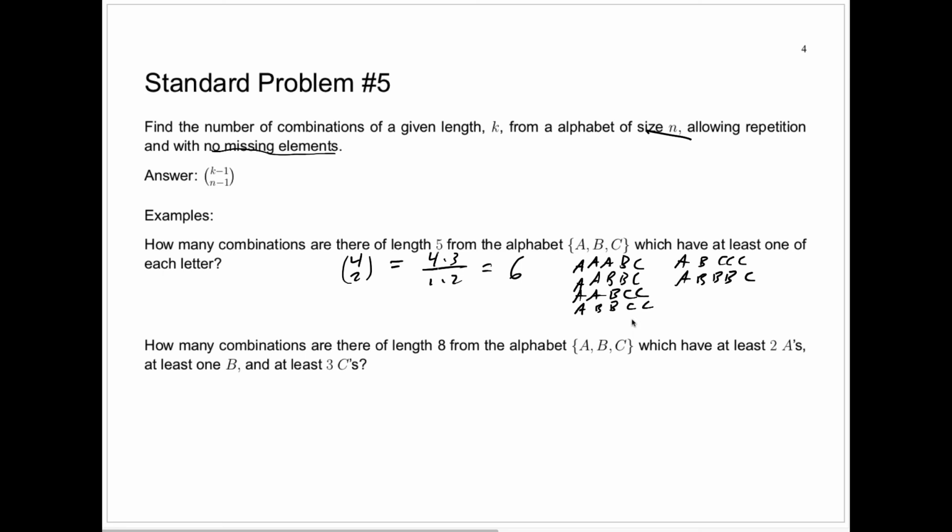Now, as a slight modification, how many combinations are there of length 8 from the alphabet ABC, which have at least 2 A's, 1 B, and 3 C's? So we need the combination to be of length 8. Think of that as a bag of 8 balls, and it must contain at least two balls labeled A, one labeled B, and three labeled C. Now that's only 6 that are spoken for. The rest, there are lots of ways to fill up the bag to make it have 8 balls.